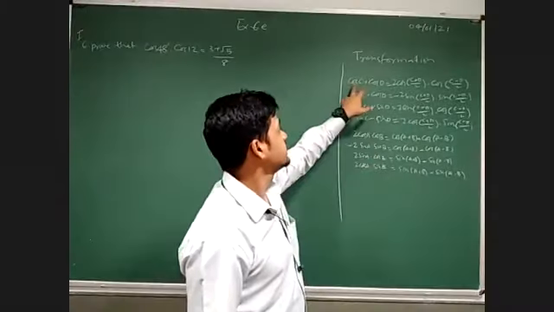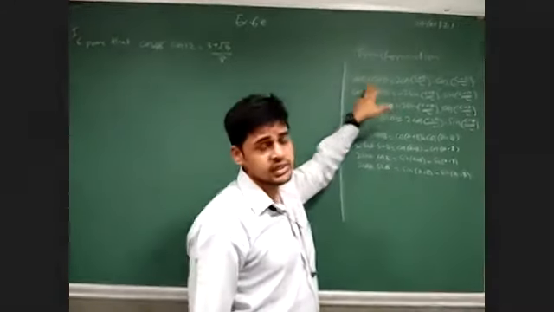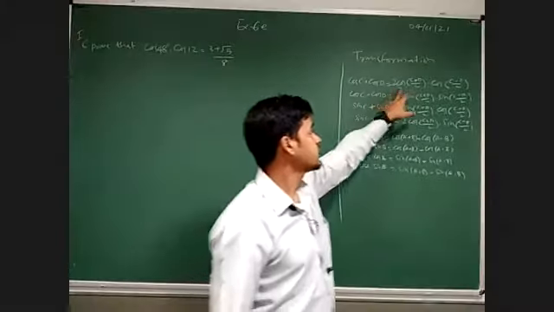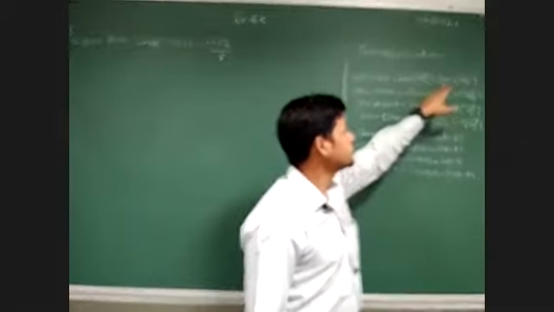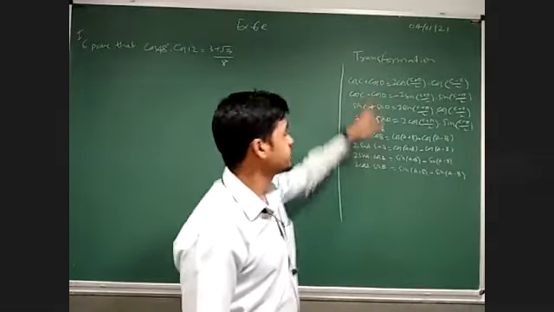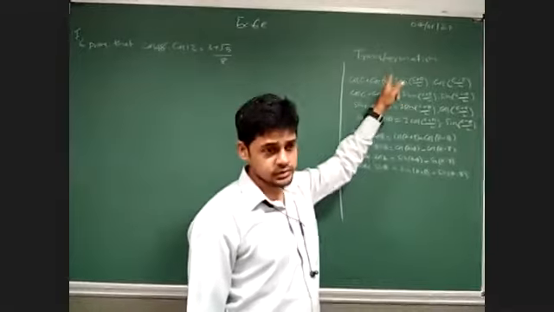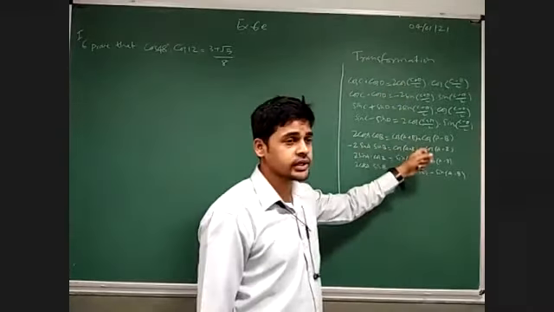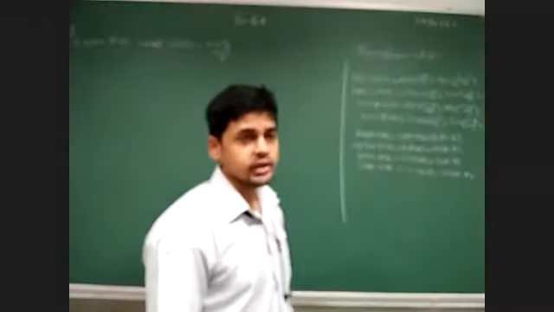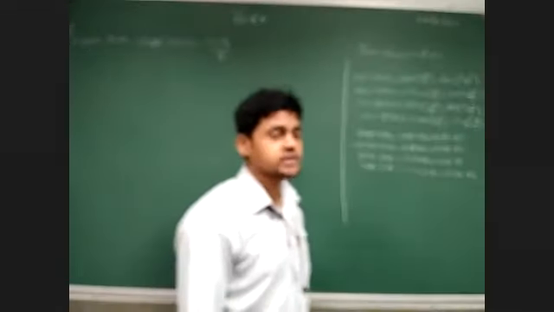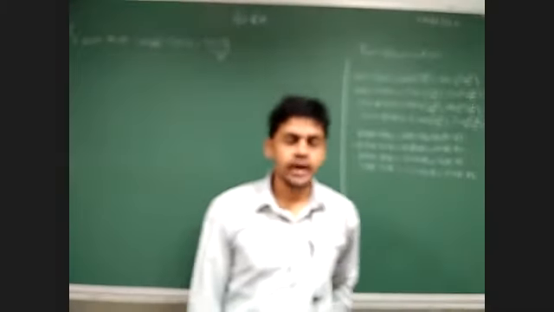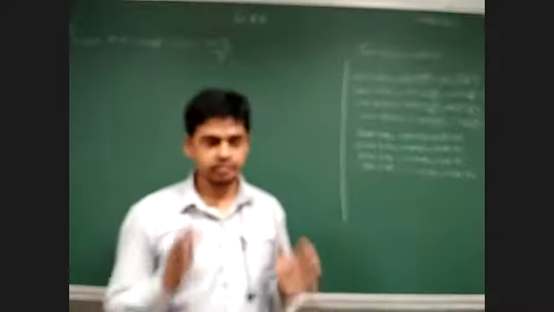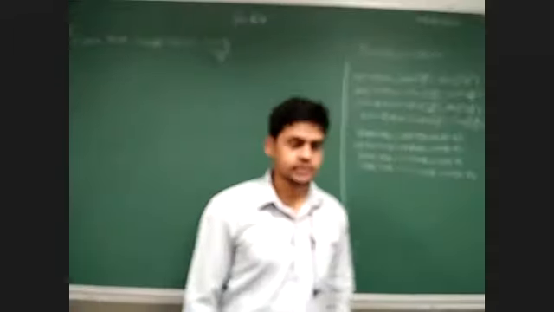Why? Because here, cos C plus cos D is in sum form and this is in product form: 2 cos (C plus D) by 2 into cos (C minus D) by 2. So this is called sum into product, and this is called product into sum form. These are the two transformation formulas you have to memorize before solving exercise 6e. Understood? I hope you all memorized these formulas. Now we are going to start exercise 6a.